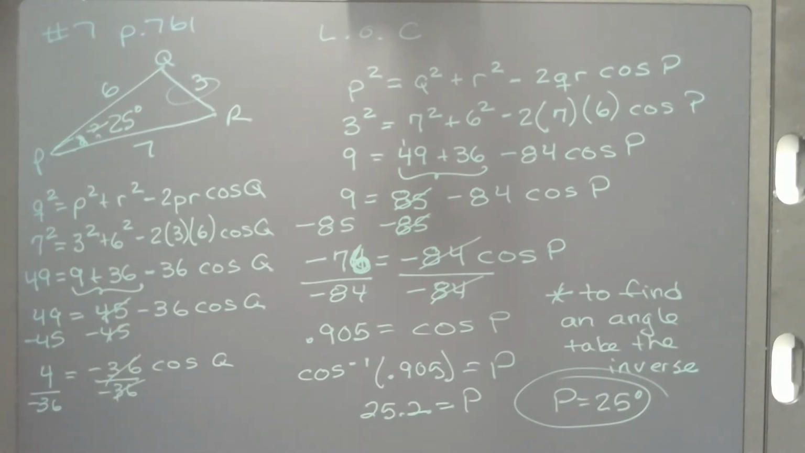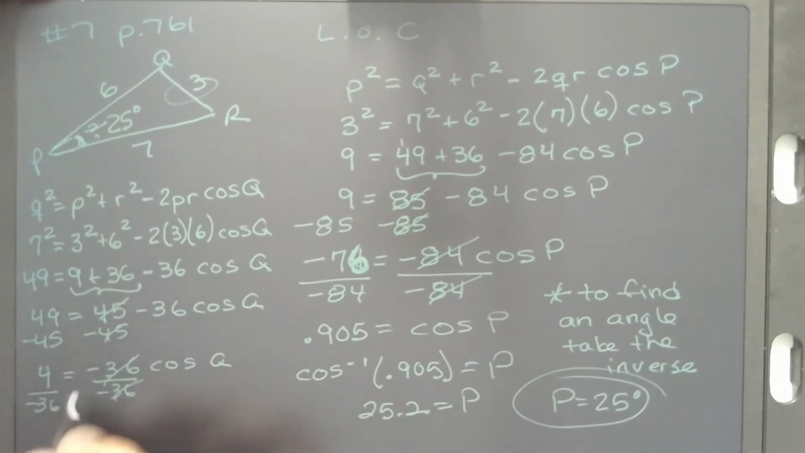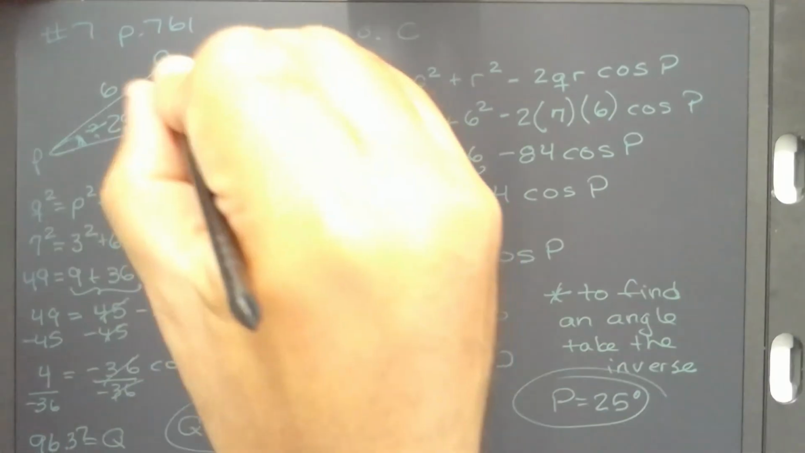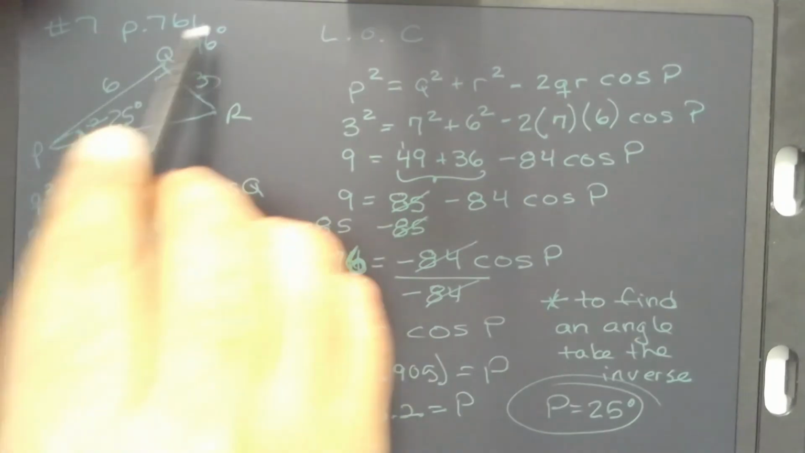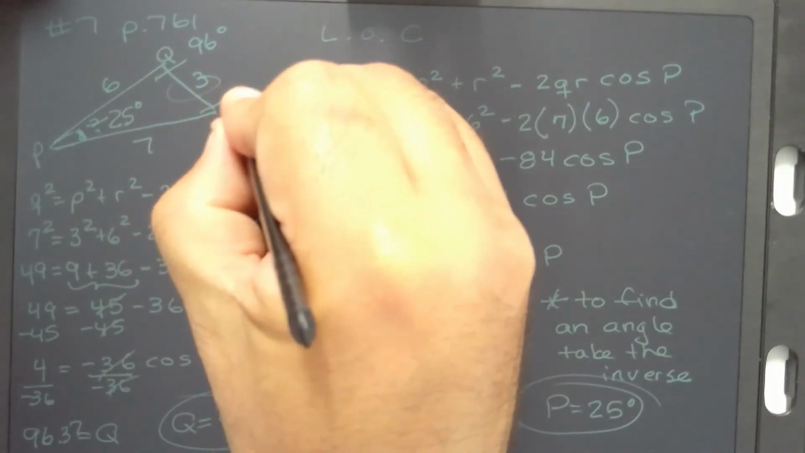Q, I'm going to skip a step, guys, real quick, because I'm running out of space here. Q is approximately 96.37, so I'll say Q is 96 degrees. This is Q, 96 degrees. Last but not least, we can find R. How is it 96? The step that you skipped is 4 divided by negative 36.